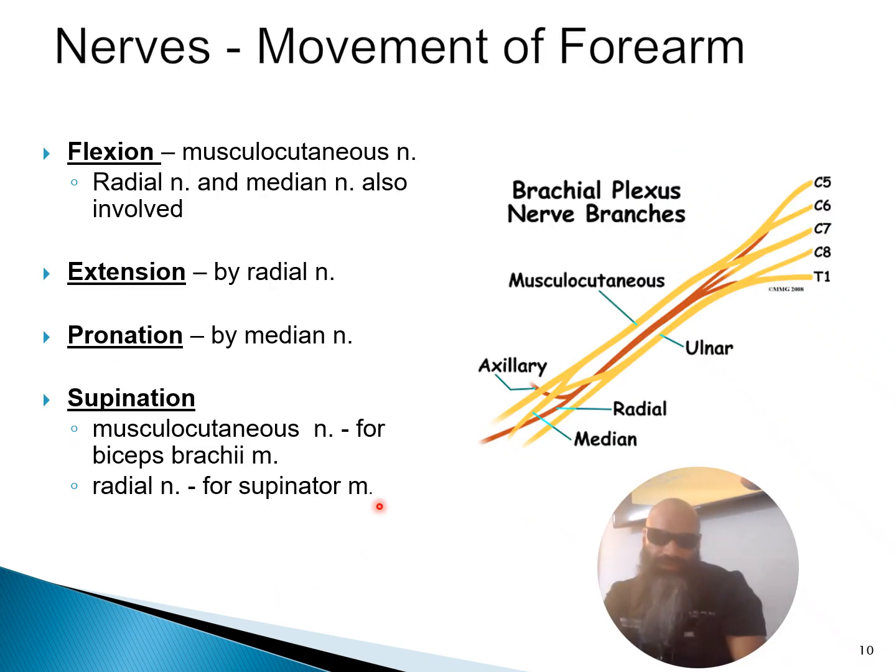But yeah, so this is primarily their motions here. For flexion, the nerves that help with that. Extension, radial nerve. Pronation, median nerve. Supination, musculocutaneous nerve for the biceps brachii, as I just told you guys, and radial nerve for the supinator muscle. So I would definitely put a big circle around this one. Know what nerves cause what movements at the forearm.